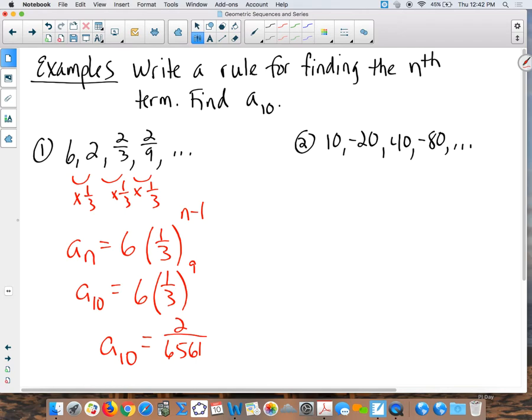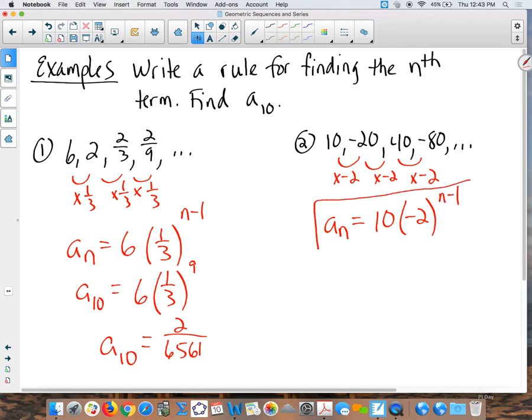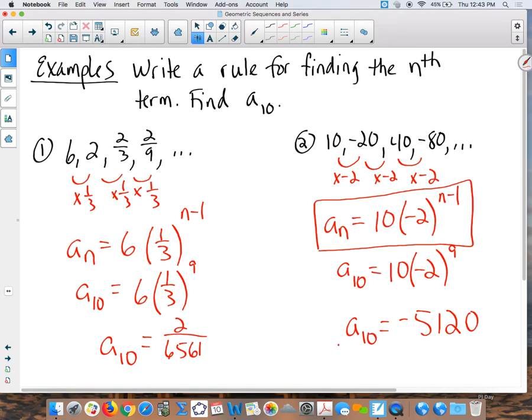That would be preferable. Number 2, if we look here, our common ratio is going to be -2. So as we set up our equation or our rule for the nth term, a sub n equals a sub 1, which is 10, times r to the n minus 1. Okay, so again, here is our rule, and then a sub 10 would be 10 times -2 to the 9th power, so a sub 10 would be -5,120.